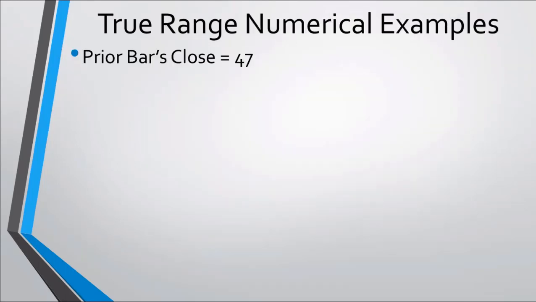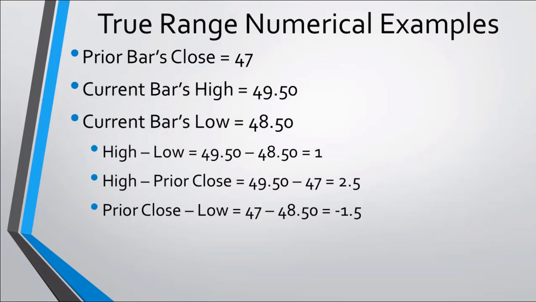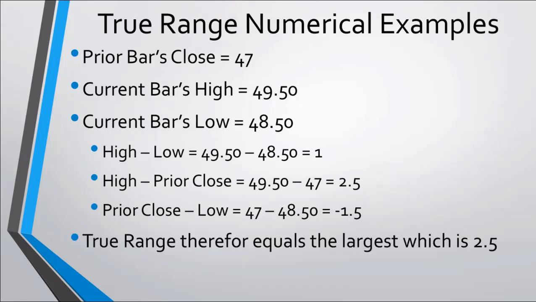So if our prior bar's close is 47 and the current bar's high is 49.50, the current bar's low is 48.50, the high minus the low would equal 1 still. The high minus the prior close, which is 49.50 minus 47, equals 2.5. The prior close minus the low, which is 47 minus 48.50, is negative 1.5. The true range, therefore, equals the largest, which is 2.5.